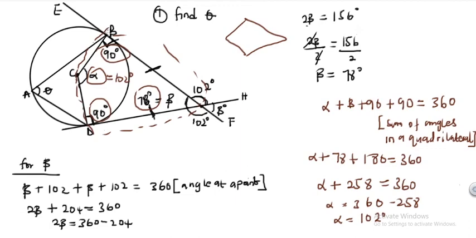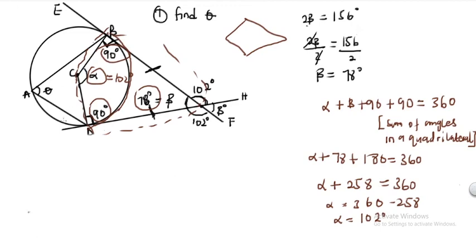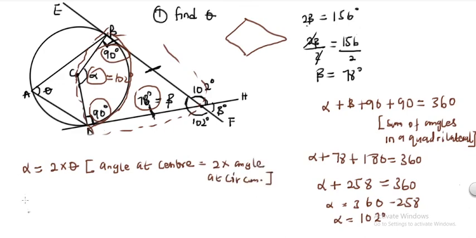Now remember, the arc that subtends the angle at the center is arc BD. So arc BD, this arc here, also subtends an angle at the circumference, and that angle happens to be theta. So that simply means that alpha is equal to 2 times theta. Now the reason for this is the angle at the center is equal to 2 times the angle at the circumference. Now we know our alpha to be 102 degrees, so I'll simply say 102 is equal to 2 times theta.